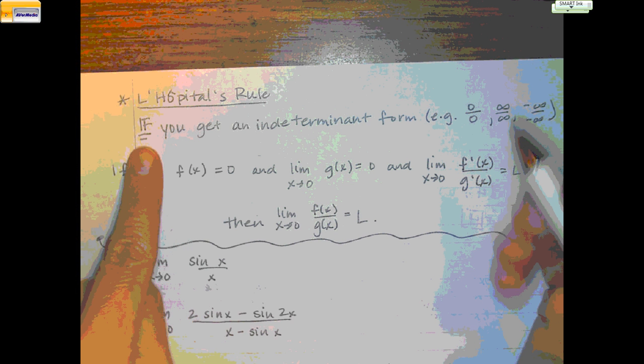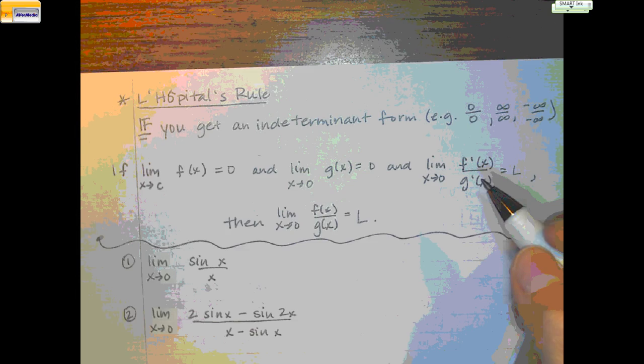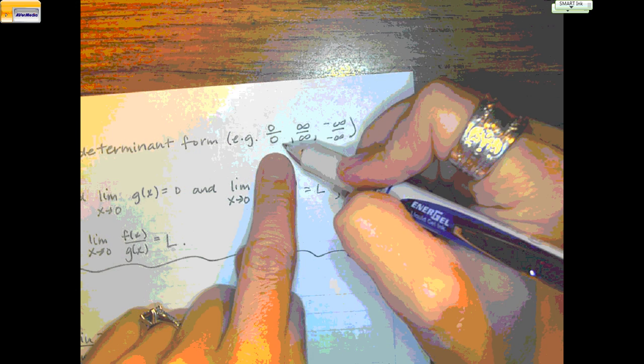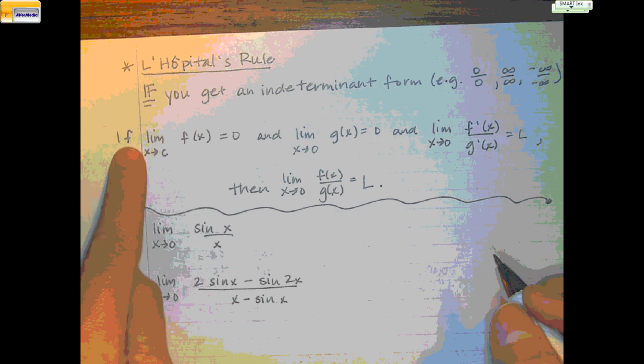If you get an indeterminate form, and this is going to make a lot more sense once we do one. If you get an indeterminate form being 0 over 0, infinity over infinity, or negative infinity over negative infinity, if you get something weird like that, do L'Hopital's rule. It's not hard, and it's going to help you a ton. Here's what his rule says.